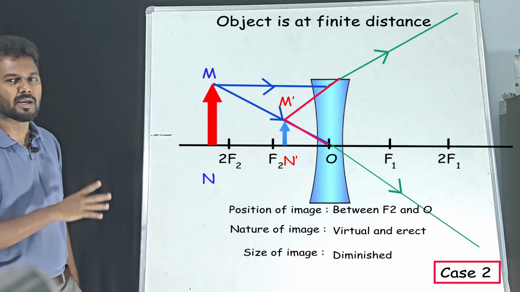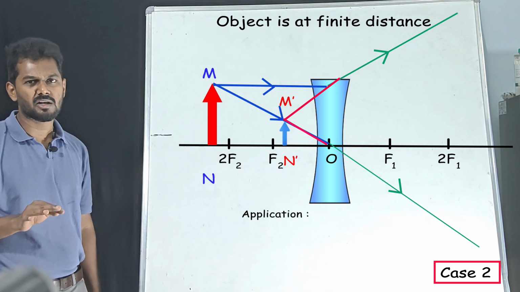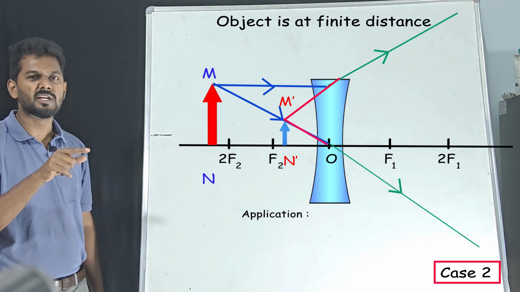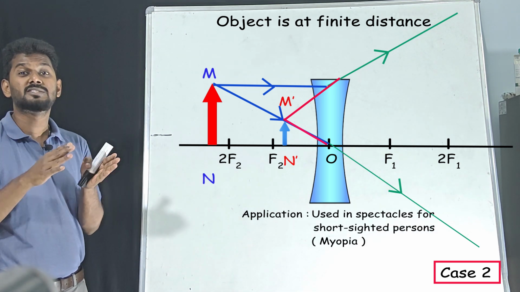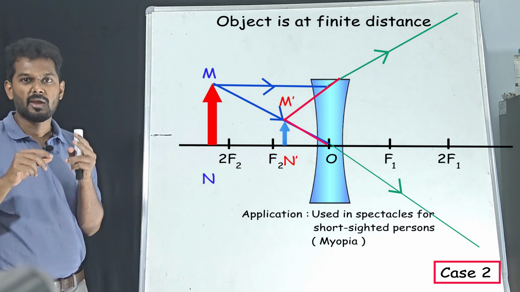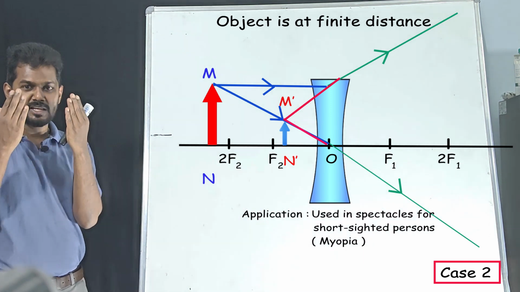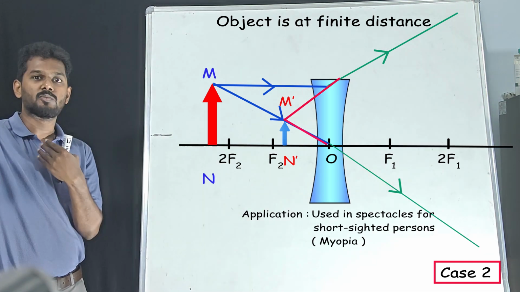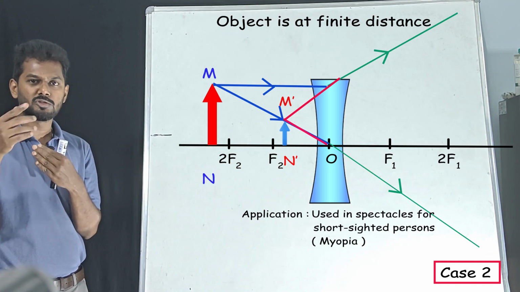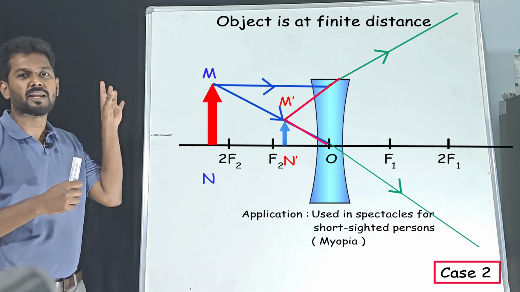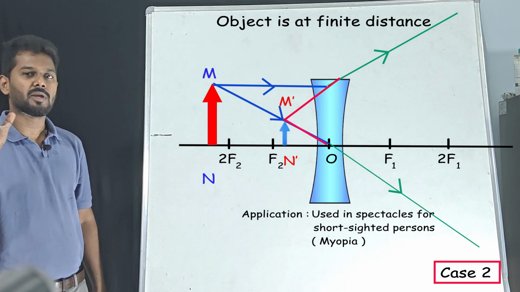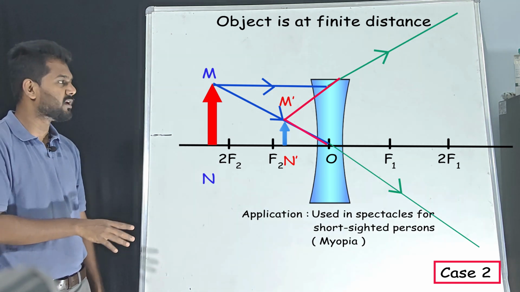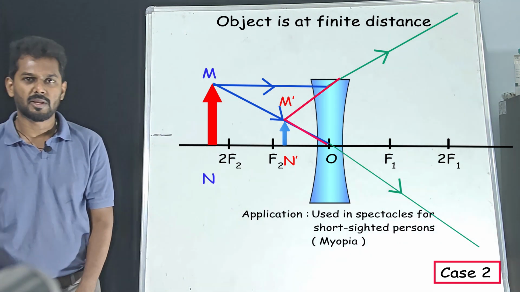Now we'll learn the application where these kinds of lenses are used. These kinds of lenses are used in spectacles for short-sighted persons, for myopia, where the person can see near objects, not the far objects. For those people it is used in spectacles for short-sightedness, or you can write it as myopia. So these are the cases and their applications.